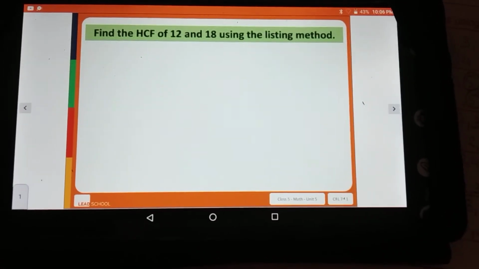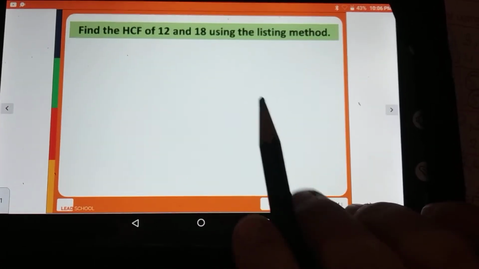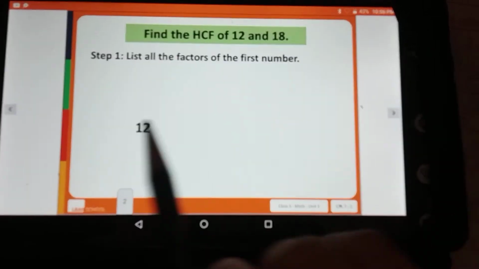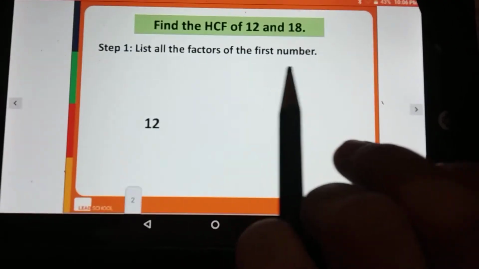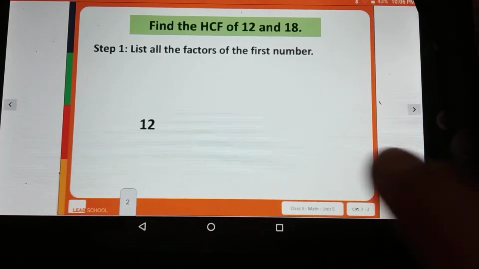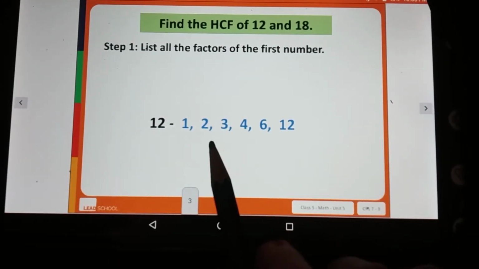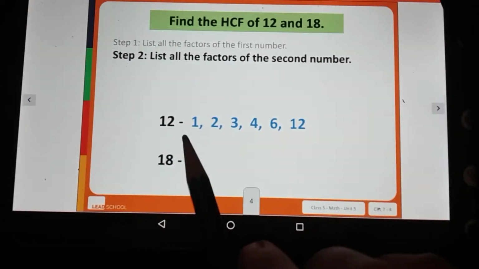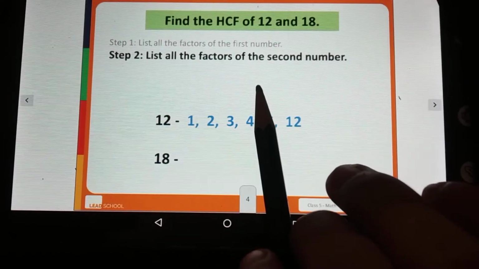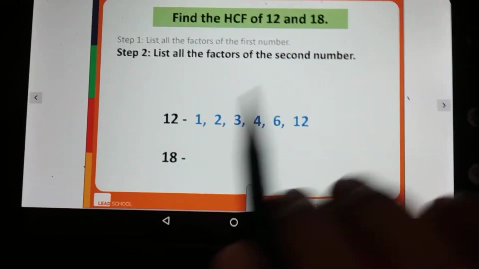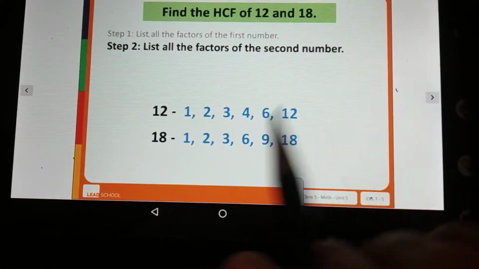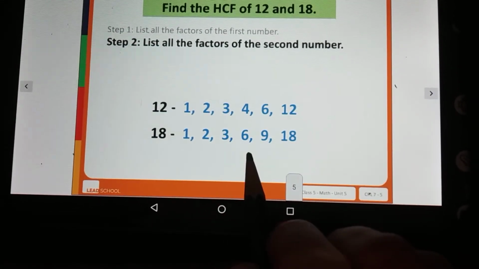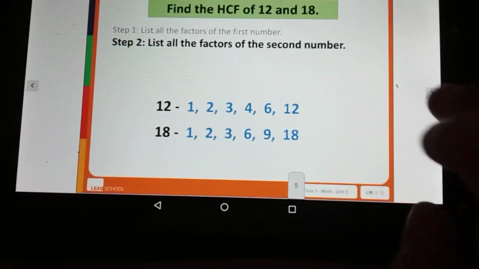Okay, now the HCF of 12 and 18 using the listing method. First, list all the factors of the first number, 12: 1, 2, 3, 4, 6 and 12. Then list all the factors of the second number, 18: 1, 2, 3, 6, 9 and 18.